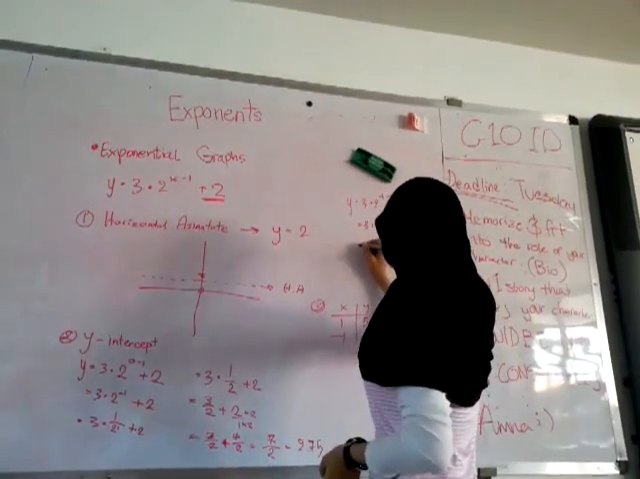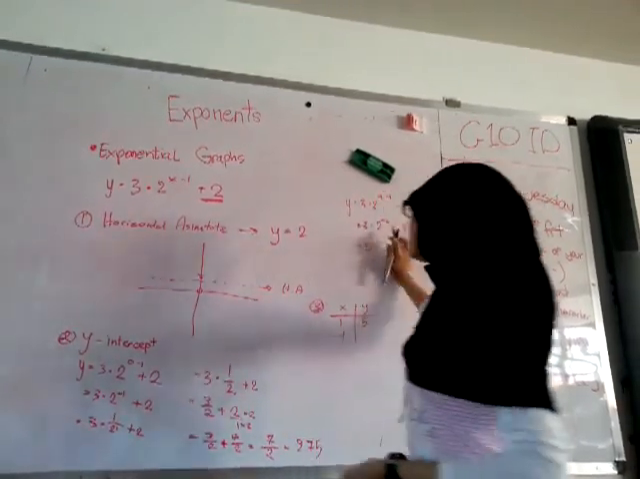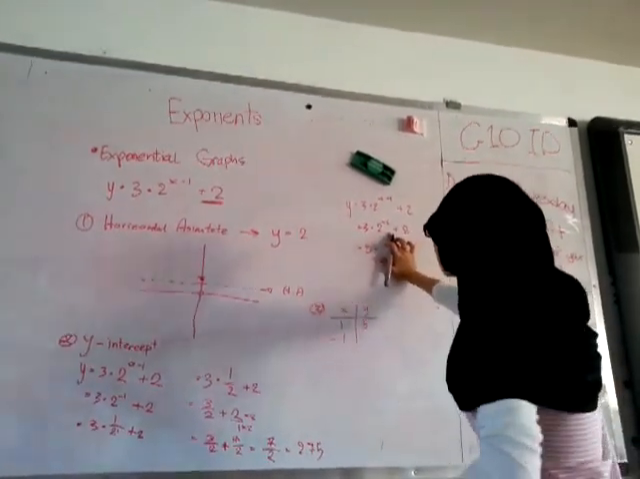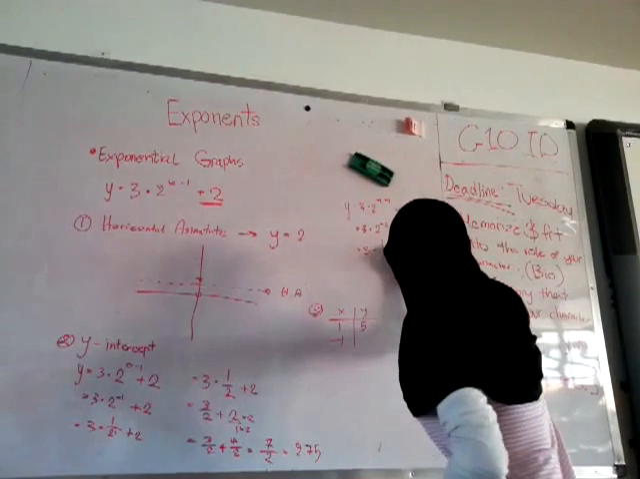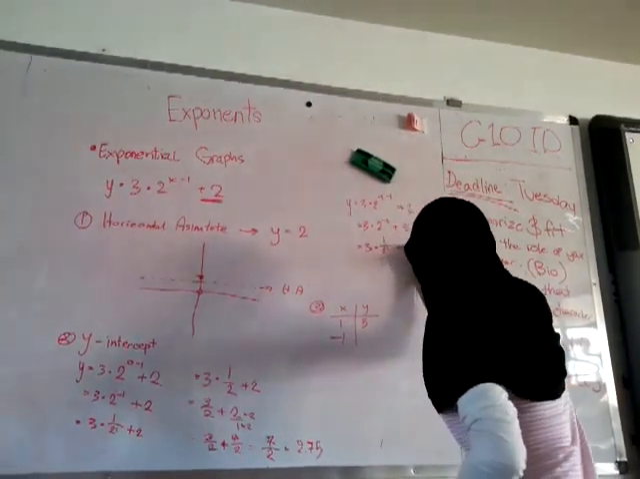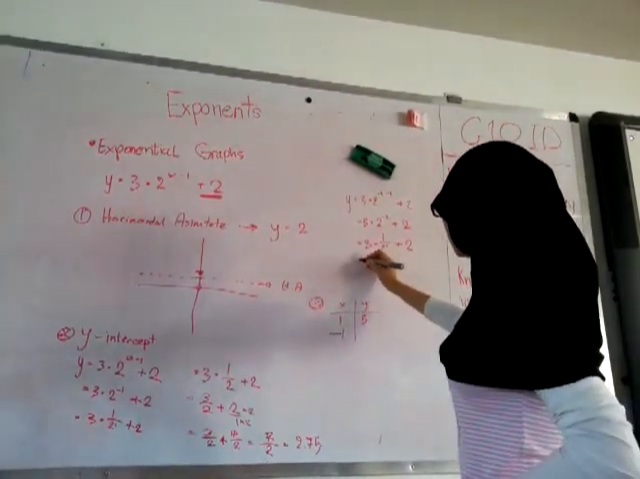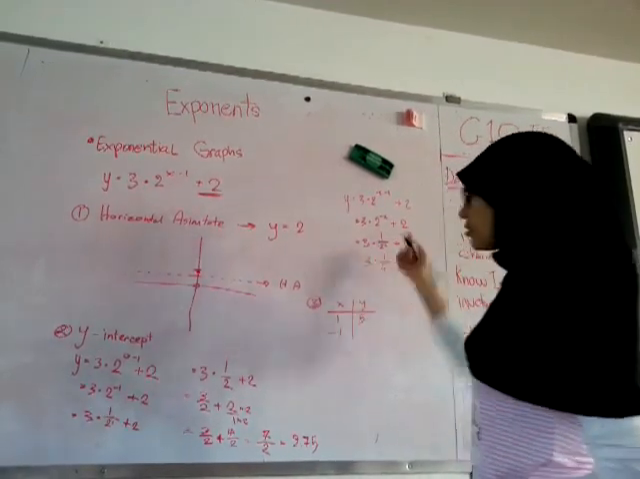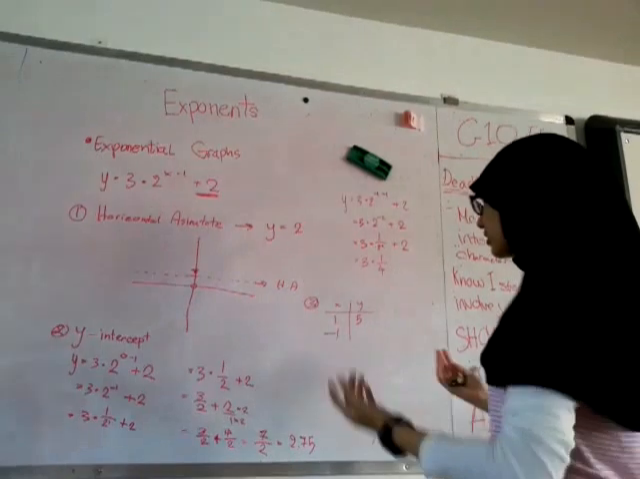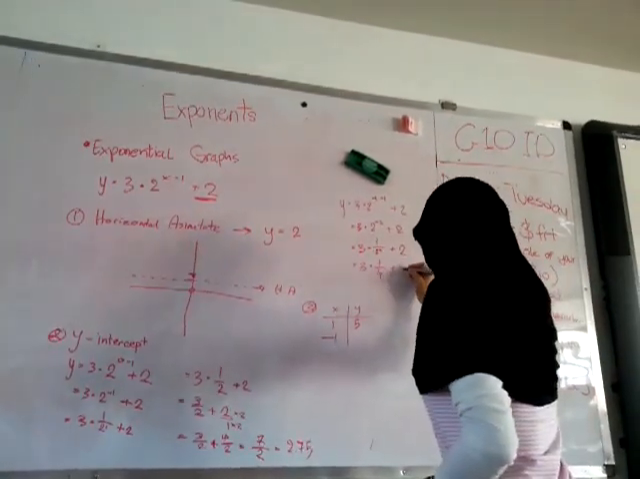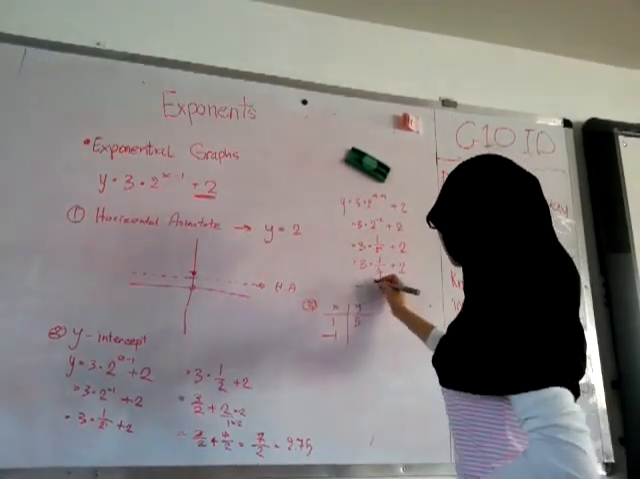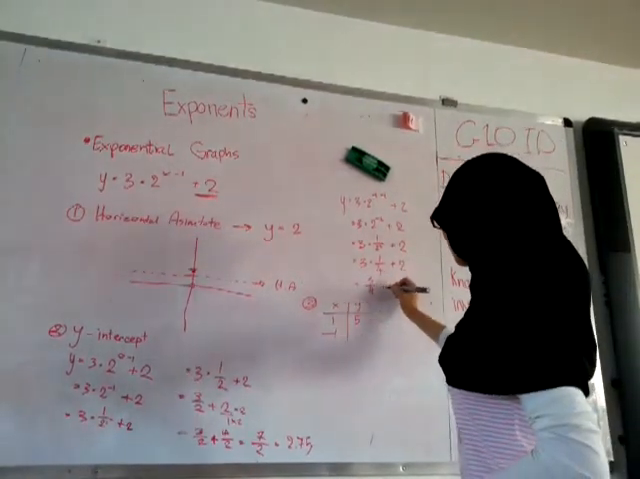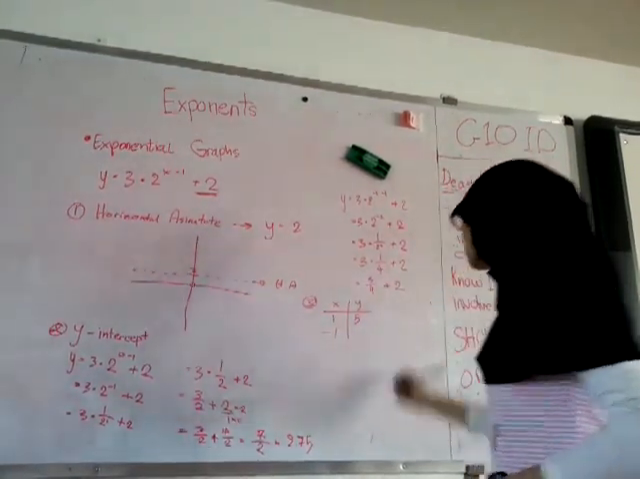3 times, as you've learned again, you will need to turn this into a fraction by moving. So it's going to be 3 times 1 over 2 to the power of 2 plus 2. 2 to the power of 2 is 2 times 2, as you've learned in the first lesson, so it's 3 times 1 by 4 plus 2. Now 3 times 1 by 4 is 3 by 4 plus 2.